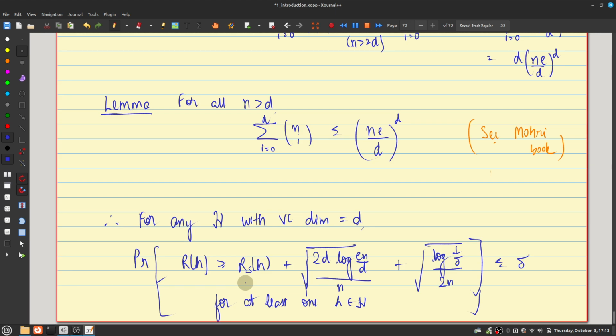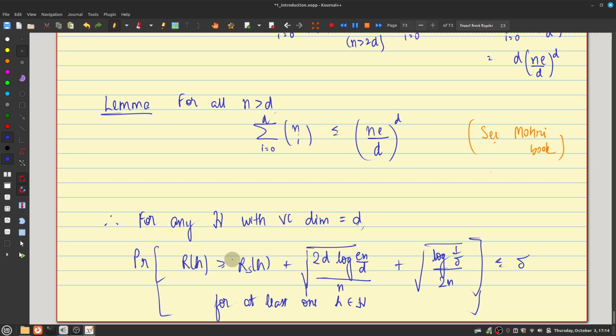Which means that we have uniform convergence, right? Because D is fixed, it's a finite quantity. And if n is sufficiently large, how does this function grow? It's roughly log n, square root of log n by n. n grows faster than log n. So square root of log n by n goes to 0 as n tends to infinity. And this quantity is just some constant divided by 2n. So this whole epsilon tends to 0 as n tends to infinity.